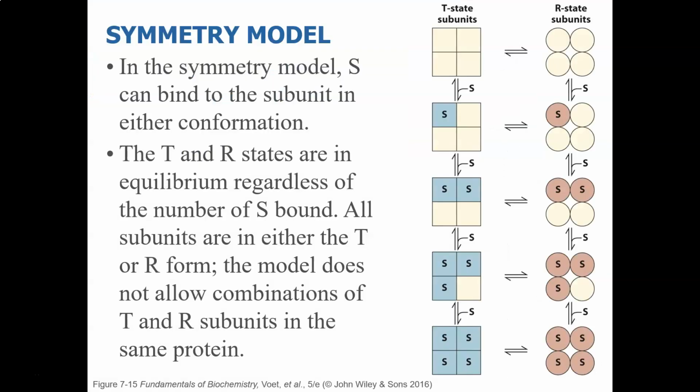That's shown here in another figure from another textbook, where the substrate can bind to the subunit in either conformation, and the T and the R states are in equilibrium. But when the transformation from the T form to the R form occurs, it happens in concert, all at once.